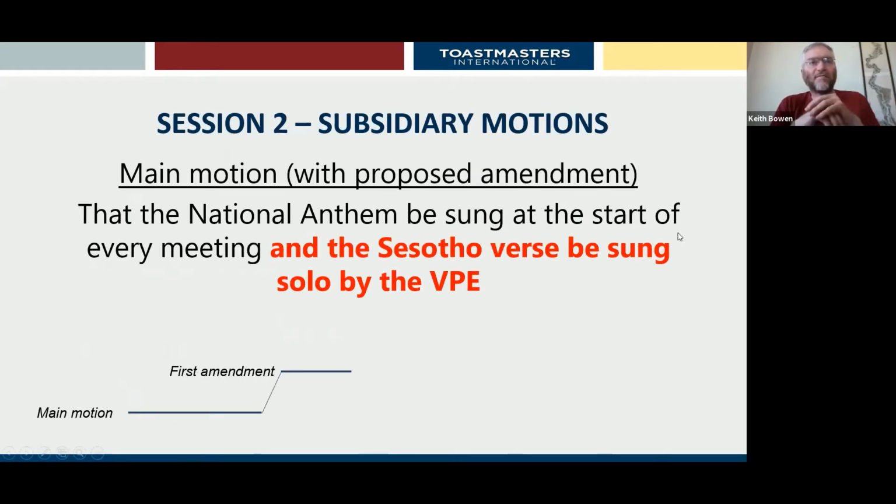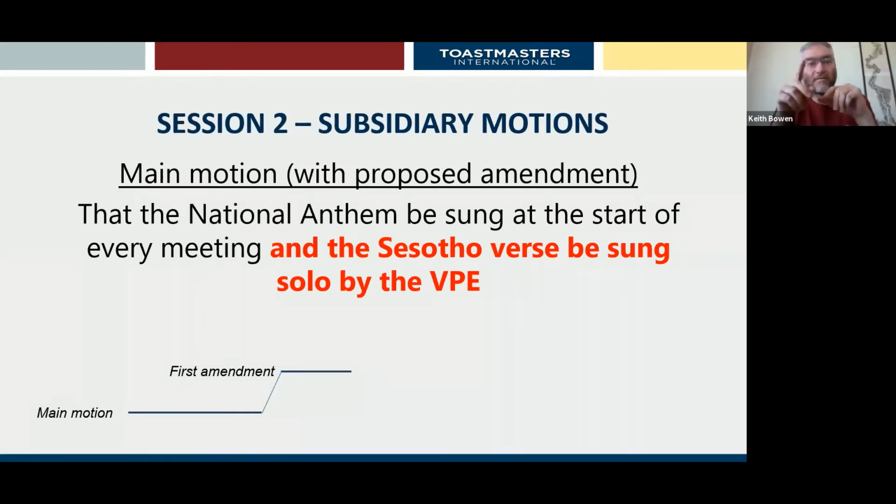Now, if we go to the next slide, someone then proposes an amendment, and the Sesotho verse would be sung solo by the VPE. That's your first amendment. So now, whether or not you actually want the anthem to be sung at the start of the meeting, you've got to decide on this addition of the Sesotho verse being sung solo by the VPE, is that preferable? Do you want that amendment? Because we're not even considering whether or not we want the national anthem to be sung, it's whether or not the amendment improves the motion for us.